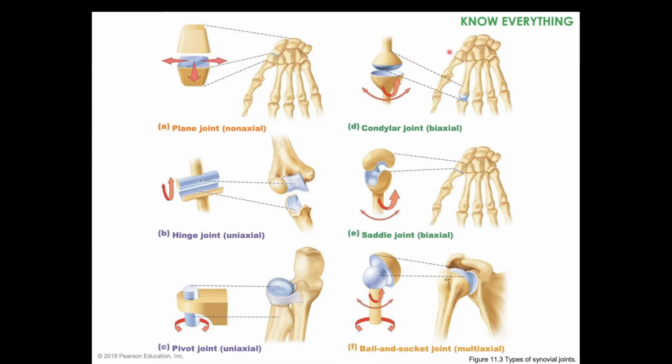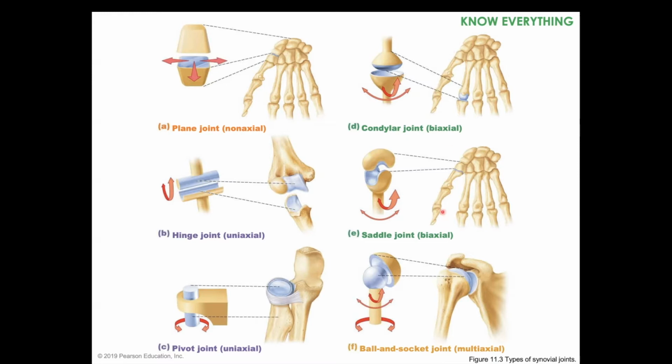Next, we have our condylar joint. These will be found in between the metacarpal and phalangeal joints and your radiocarpal joints. These are biaxial, so they move in two axes. They have flexion, extension, abduction, and adduction. We'll go over what those are in a little bit.